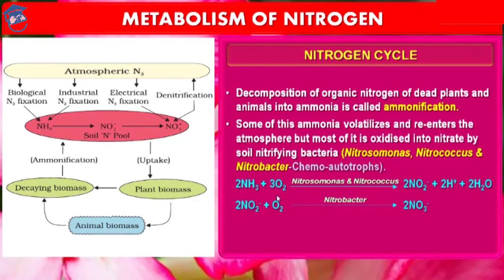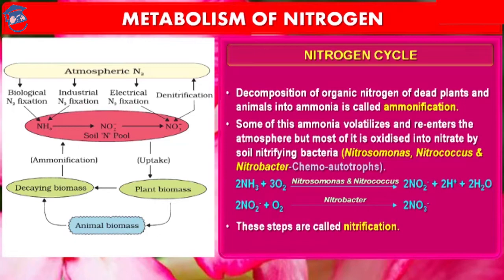See, 2NH3 plus 3O2 in the presence of Nitrosomonas and Nitrococcus bacteria gets converted into nitrite ion, that is NO2 minus, and hydrogen and water are liberated. Now this NO2 minus becomes a reactant in the presence of oxygen and Nitrobacter, your nitrifying bacteria, which fixes the nitrogen and it gets converted into NO3 minus, that is your nitrate ion, students. These steps are called nitrification.